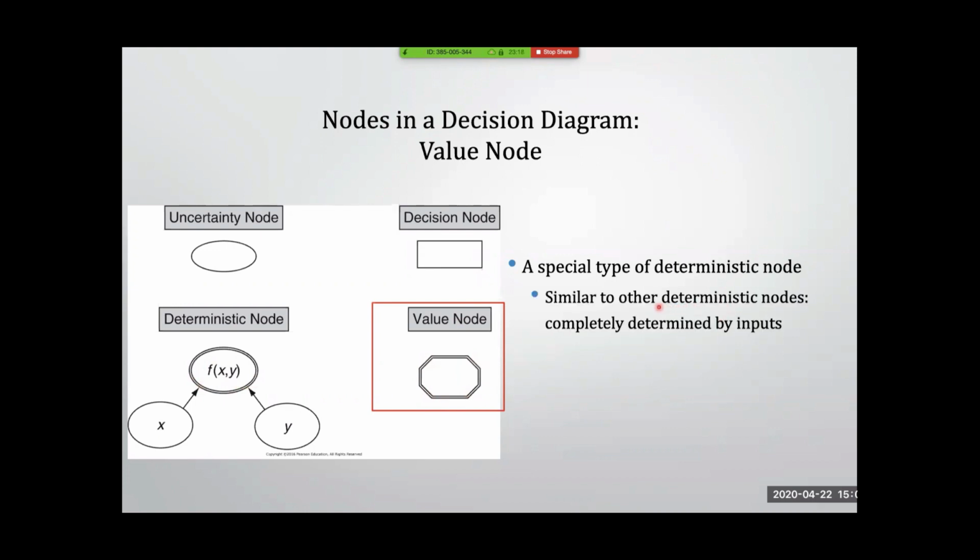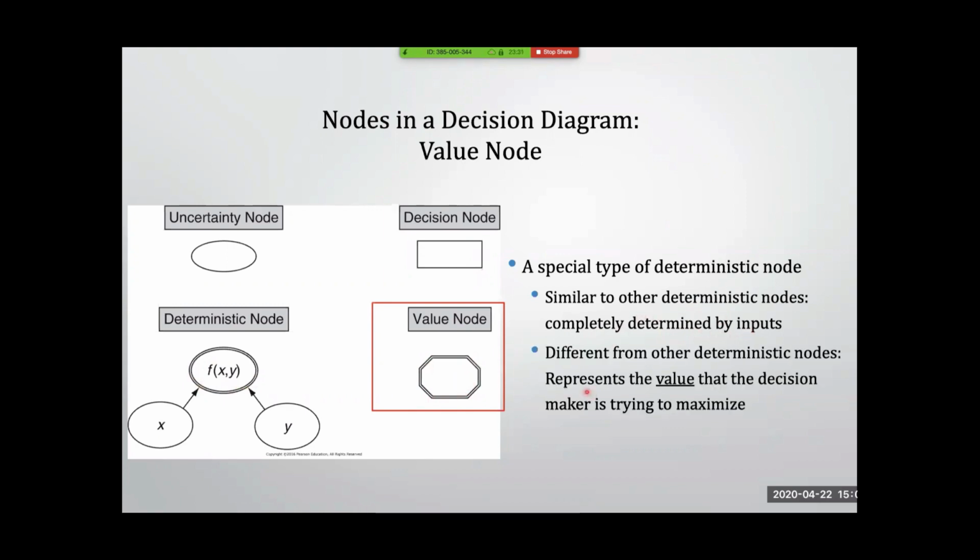It is similar to other deterministic nodes. It is completely determined by inputs. Once we know the inputs, there's no doubt about the value. The difference between the value node and the deterministic node is that the value node represents the value that the decision maker is trying to maximize. You can think of a value node as the goal of the decision maker.